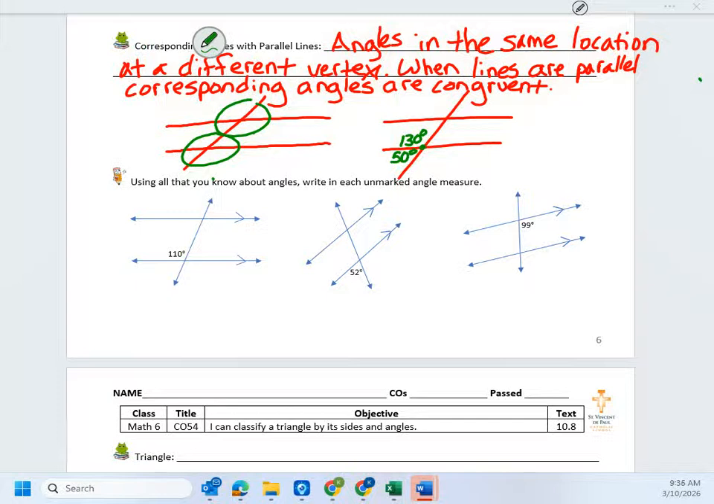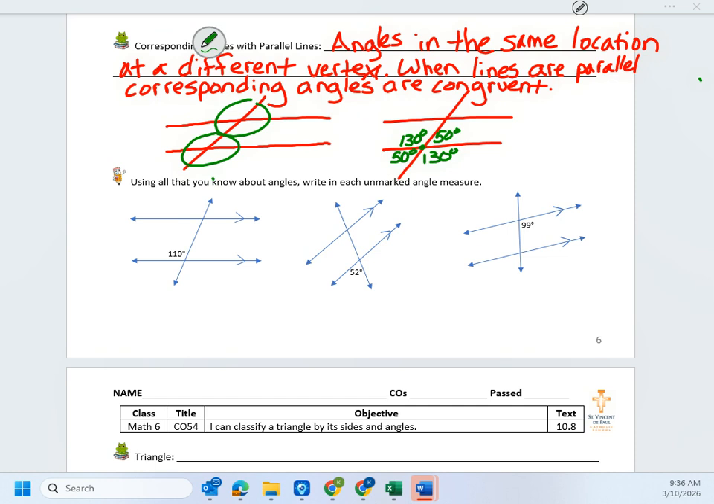What else could I fill in at that same vertex? Michael? 50 across from the other, and 130 across from the... Yeah, vertical angles. Directly across from 50 is going to be another 50 degrees. Directly across from 130 is going to be 130 degrees.